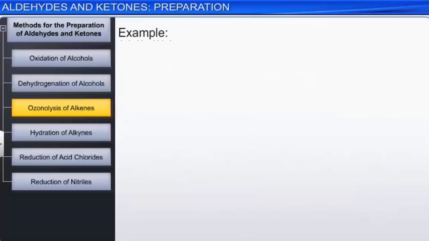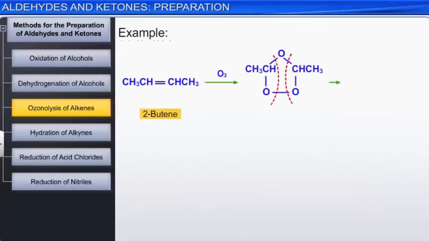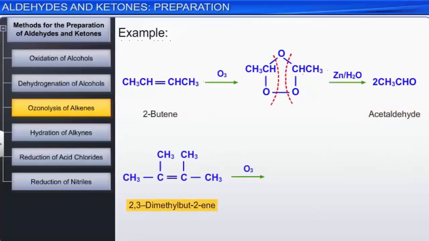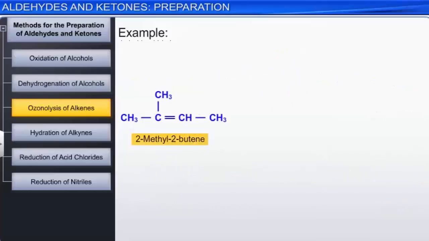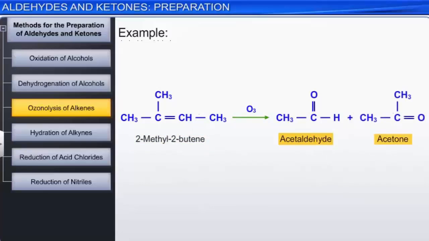For example, 2-butene yields 2 molecules of acetaldehyde on ozonolysis, while 2,3-dimethylbut-2-ene yields 2 molecules of acetone. A molecule such as 2-methyl-2-butene yields a mixture of acetaldehyde and acetone on ozonolysis.